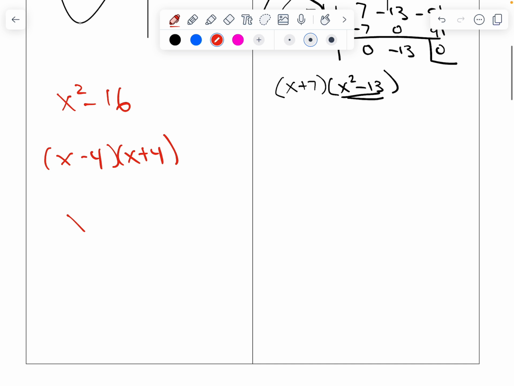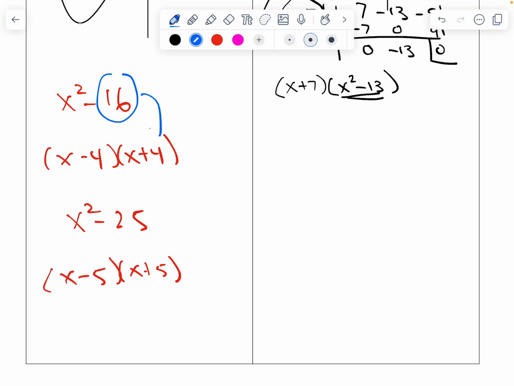Let's say you had x squared minus 25, that is going to be x minus 5, x plus 5. Well, how do we get from 16 to 4? How do we get from 25 to 5? What we did is we took the square root. The square root of 16 is 4, the square root of 25 is 5. So we're going to do the same thing here.